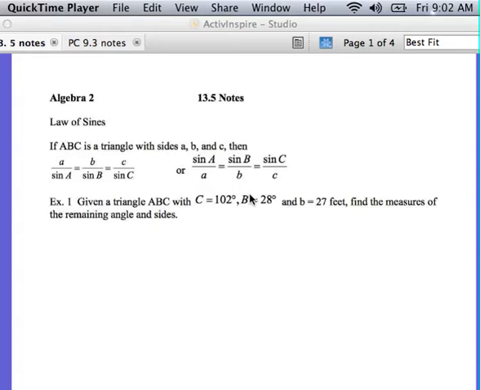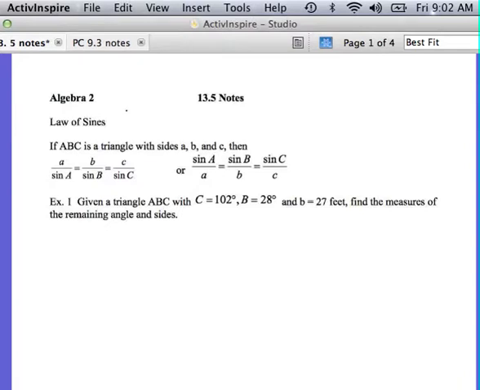Do the law of sines. And you remember from geometry that you had angle, angle, side; angle, side, angle; side, side, side; and side, angle, side. You guys remember that from geometry? Well, in geometry, you learned that that gave you one triangle.